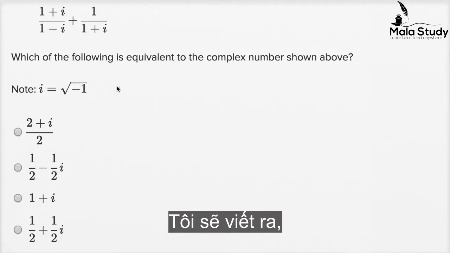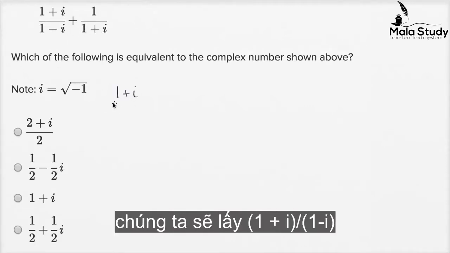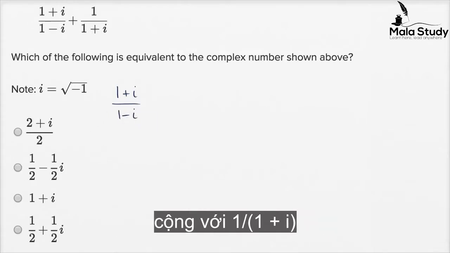Let me just rewrite everything. So we want to take 1 plus i over 1 minus i, and then add that, and let me switch some colors just so we can keep track of things, and then add that to 1 over 1 plus i. And actually, let me give myself some space here. So plus 1 over 1 plus i.